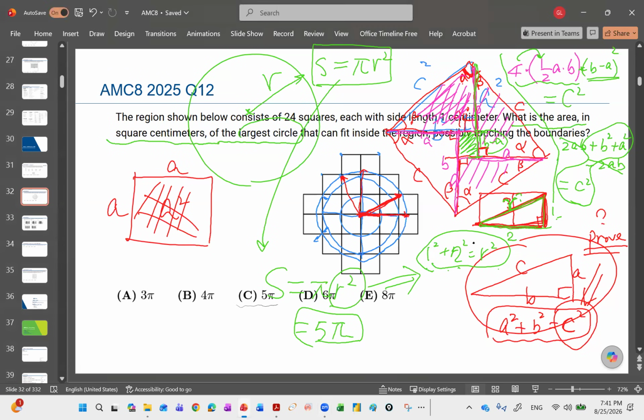So the answer is here. Oh, I didn't change it here. The answer is C. Did you guys put the answer C in the chat part?